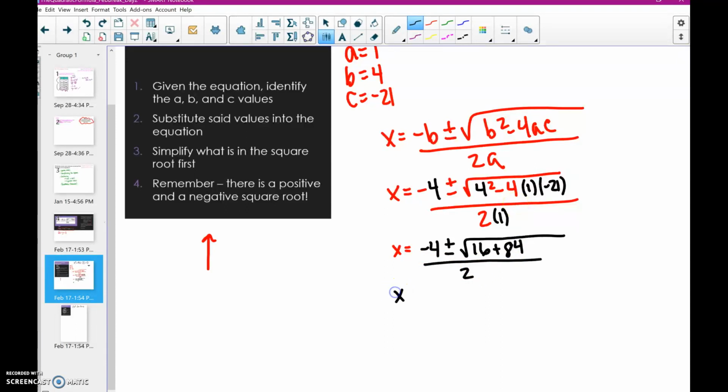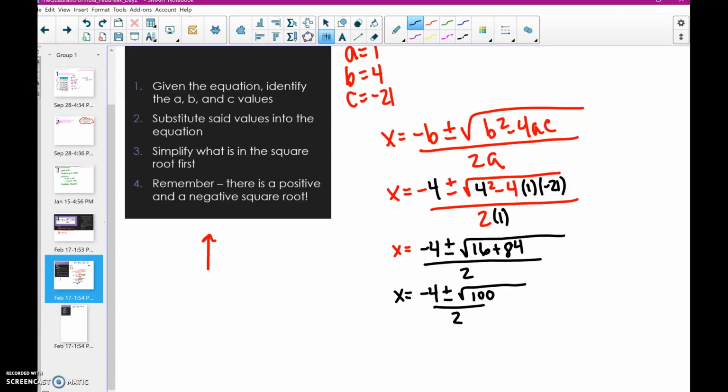Let's do our next step. And of course, as you're going through this, if you're using less steps, if you're simplifying bigger groups at a time, that's great. We'll do that as we do a few more example problems, but I'm going to break this down a little slower. So now we have 16 plus 84. That gives us 100. Ooh, convenient, a perfect square.